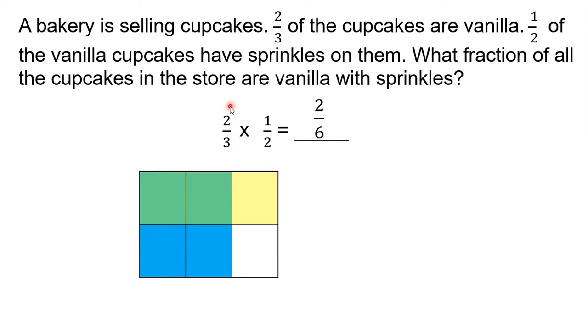Notice here, if we multiply the numerators 2 times 1, we would get 2 as our answer. And if we multiply the denominators, 3 times 2, we would get 6 as our answer. So multiplying the numerators and then multiplying the denominators will get you the same answer as when we created the visual model.